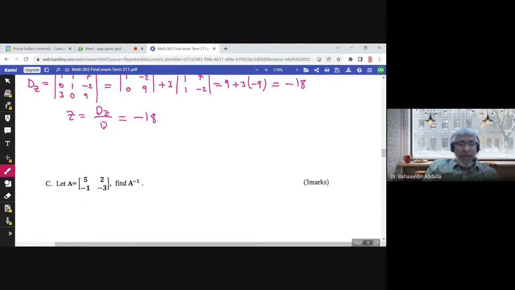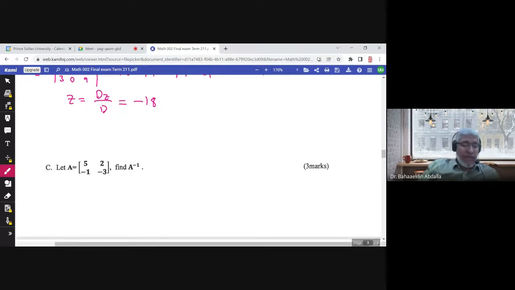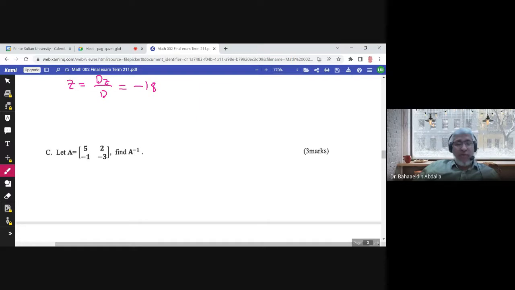Part C, find A inverse. We studied the inverse of matrices in 9.4, matrix inverse. And this is a 2 by 2, so to find A inverse, the formula is 1 over the determinant of A, or -15 minus 2, so it's plus 2 times 5, -3, we change their positions and we change the signs of -1 and 2. This is 1 over -13.